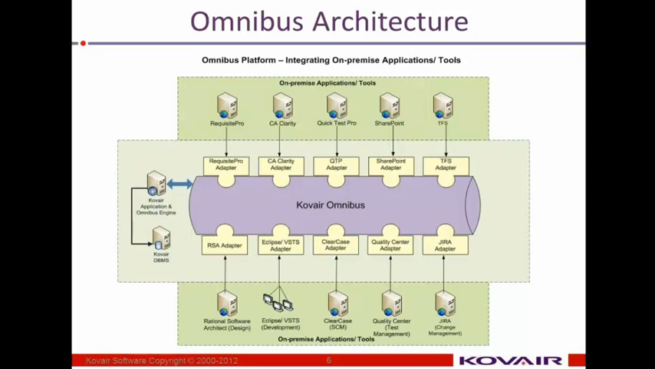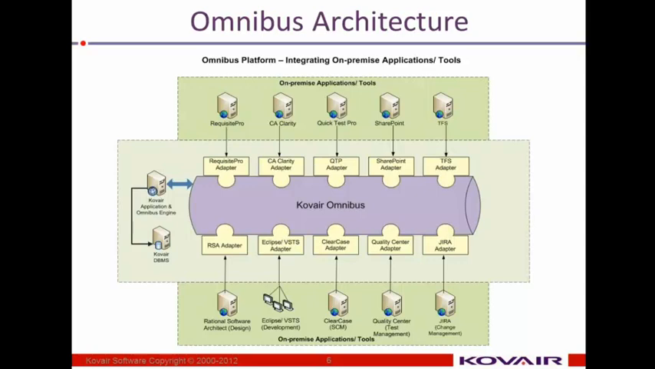This is Omnibus architecture. As I said, Omnibus is an Enterprise Service Bus. By the way, we did not actually invent the Enterprise Service Bus. It has been there for a long time, for the last 20, 25, 30 years, in other industries. Covier is the only one who actually introduced it to the tools industry to create an ecosystem of tools.